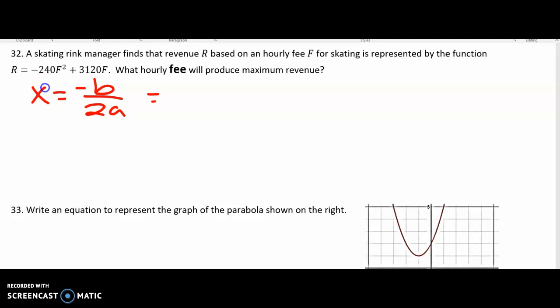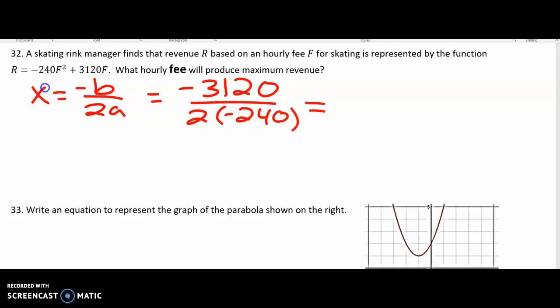So the opposite of b is -3,120. Okay, I have 2 times my a value, which is -240. I go ahead, I just type that into my calculator. Remember, you can type the whole thing into your calculator if you'd like, if you just put parentheses around the entire bottom. If you do that, you will end up with the fee is $6.50. All right, so there's that question there.